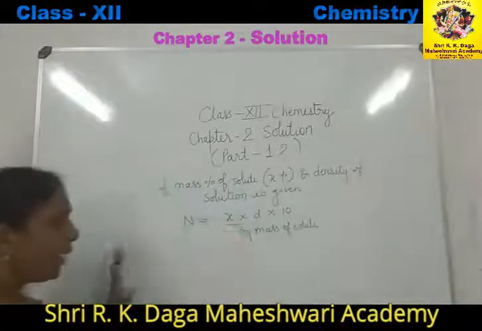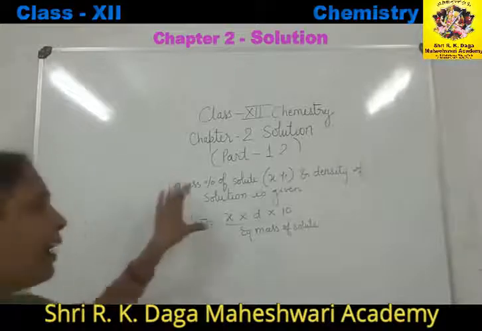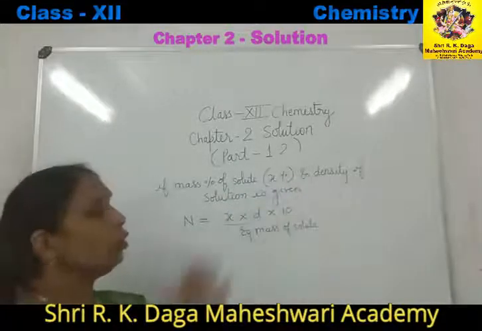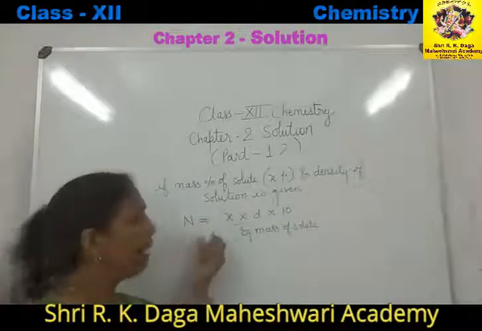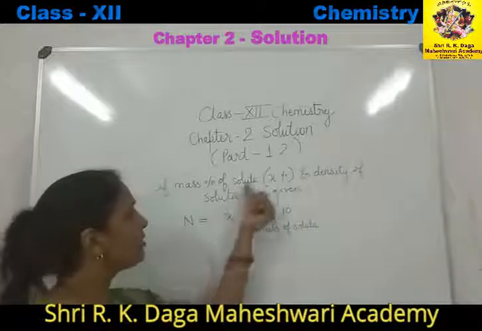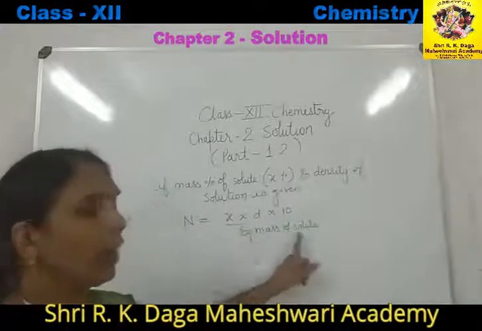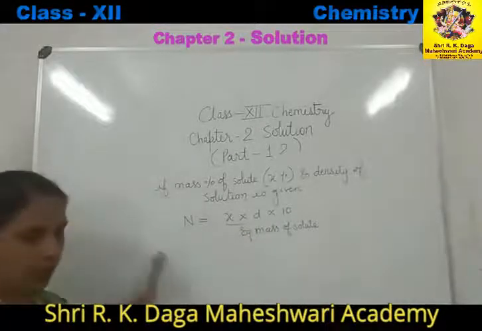This is another formula for calculation of normality, but we will apply this formula whenever the mass percentage of solute and the density of solution is given. So we can directly calculate the normality by using the formula X into D into 10 divided by equivalent mass, where X is the mass percentage of solute, D is the density of solution and equivalent mass of the solute. So with the help of this formula we can calculate the normality.